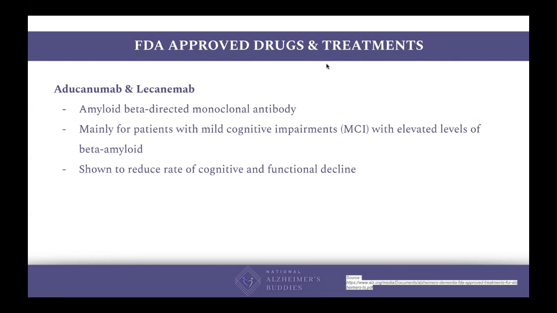To begin, we're going to be looking at aducanumab and lecanemab. Those are both FDA-approved drugs as of the time of filming this video. These are the only two FDA-approved drugs that directly target Alzheimer's disease. They mainly target the beta amyloid aggregation that is very characteristic of Alzheimer's disease. Essentially, they reduce the levels of beta amyloid in the brain, and hence this is shown to reduce the rate of cognitive and functional decline.